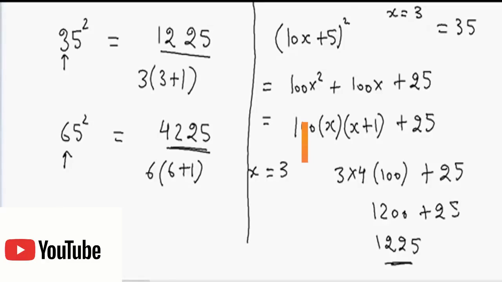So another example, if I have 85 square and I want to do a square, that will be equal to 25 at the end and we'll do 8 into 9, that's equal to 72. So answer is 7225. So this is how this trick works.